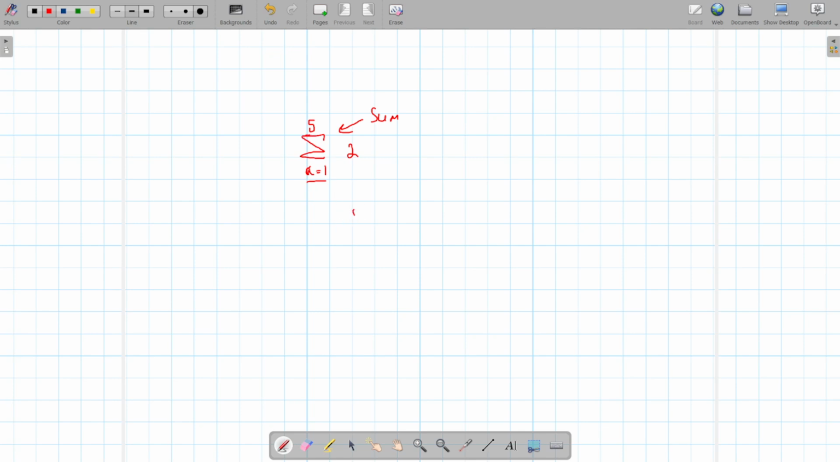What does that mean? So 2 plus, this is the first one. Now we go all the way from 1 to 5. The second one will be 2 again. Plus the third one will be 2 again.